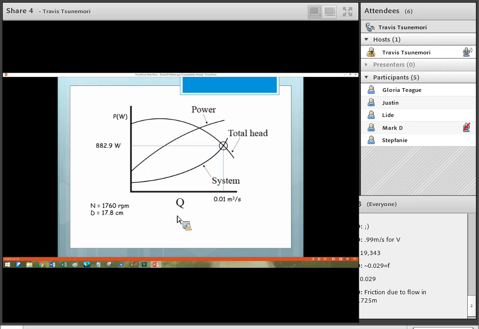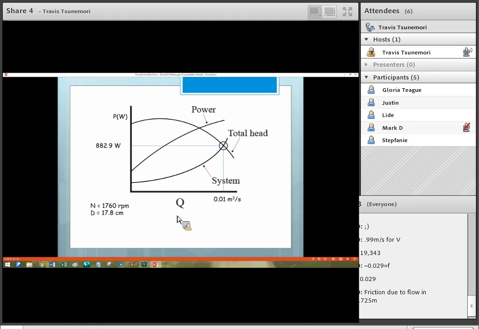And then we have P in, which is the power in, and that's the power out divided by the pump efficiency. And this is sometimes referred to as the brake horsepower. Now remember that these P's represent power and not pressure. That can get a little confusing.